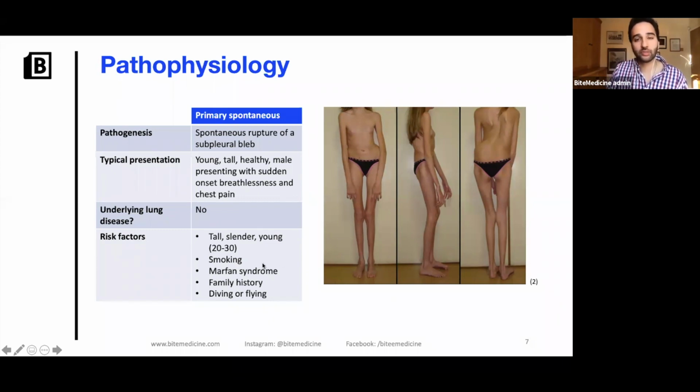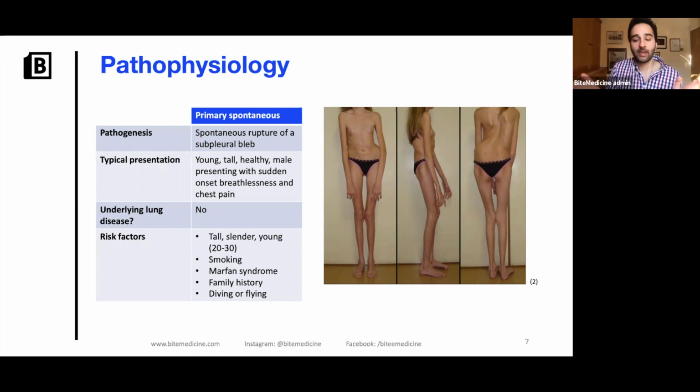They have no underlying lung disease because it's primary, and as we said, youngish patients. Smoking increases your risk. Marfan syndrome, which is your autosomal dominant tissue disorder, and then things like a family history, diving and flying. People often ask, why does diving and flying increase the risk of pneumothorax? It's essentially the changes in pressure. When you go diving, the biggest risk is that when you're coming back up to the surface, that is what normally causes your bleb rupture.